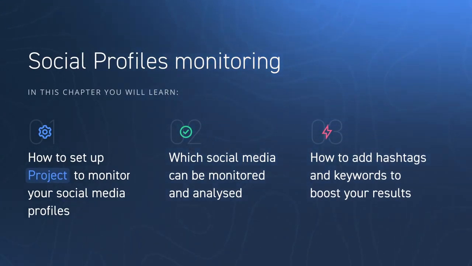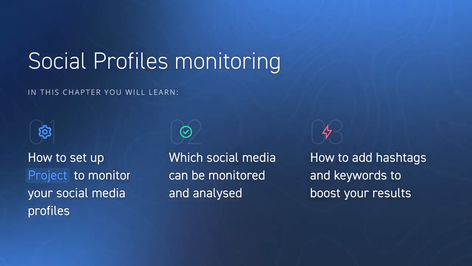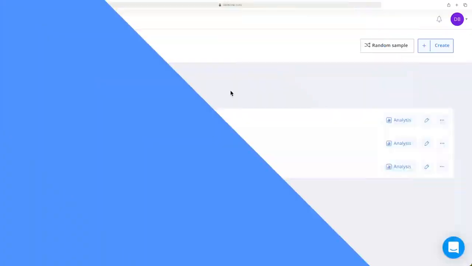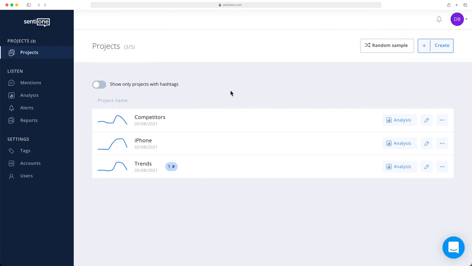In this chapter, you will learn how to set up a project to monitor your social media profiles, which types of social media can be monitored and analyzed, and how to add hashtags and keywords to boost your results. In order to navigate through all the online content, such as posts, comments, and articles, we need to create projects with the right keywords that will narrow our search. Let's go into the Projects tab.